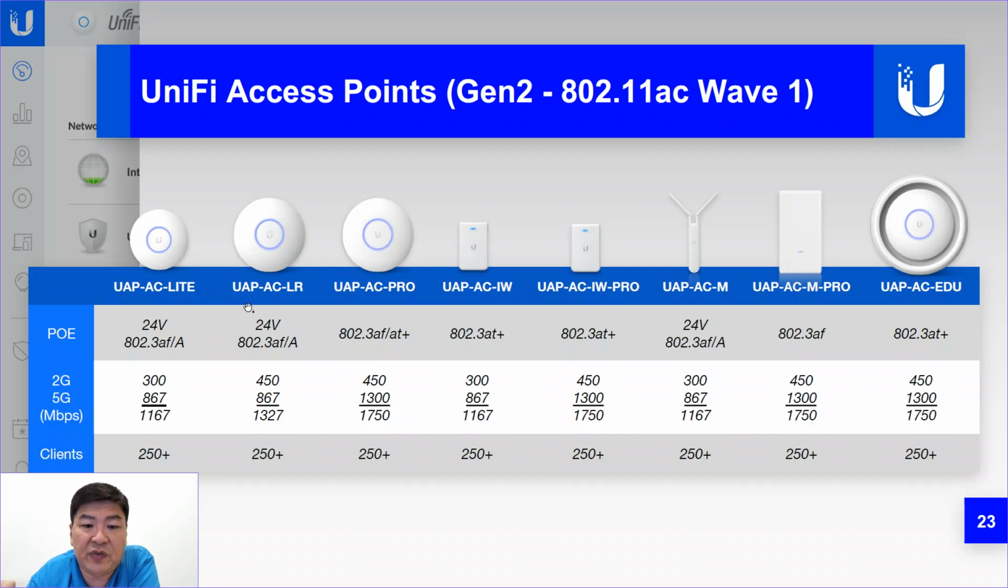Now for the ACLR. We know this is Unified Access Point AC, and the LR stands for long range. This particular unit gives you slightly more transmit power, which you can adjust using the device settings on the UniFi controller. So what's the main difference? The 2.4G has a speed of up to 450 megabits. That's one major difference here. The total add-up speed is 1327. Usually I'll just call this an 11AC 1300 access point.